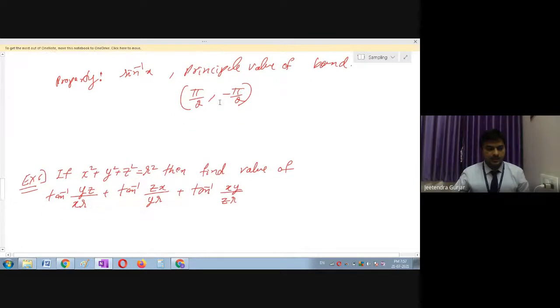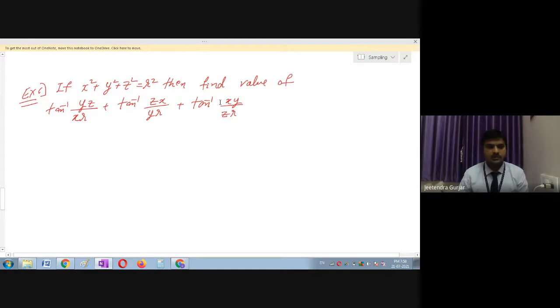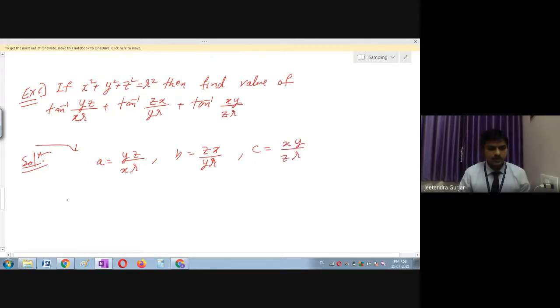Easily you can see, if x square plus y square plus z square is equal to r square, then find the value of, yes students, this type of examples will be very, very important, and you can easily simplify this. Take down the solution, students. Whenever they have given this type, take a is equal to y upon z, and so on, b is equal to, so we have to simplify this very easily, and then C. Just take A, B, C, students. It will make it very, very simple. Don't get afraid. So just substitute the values here.